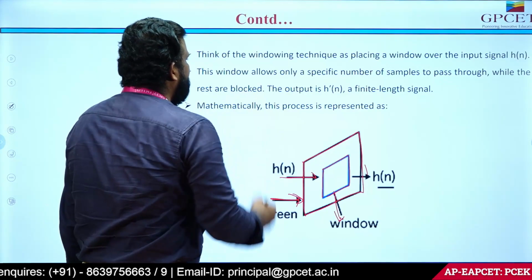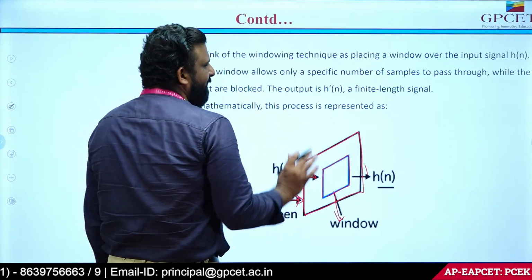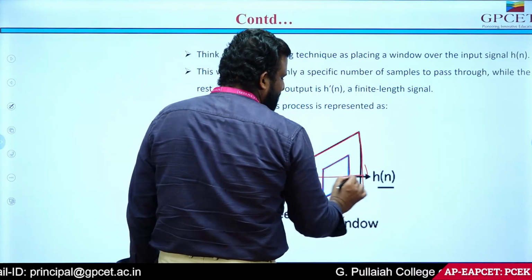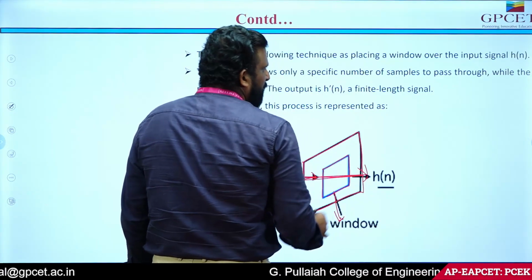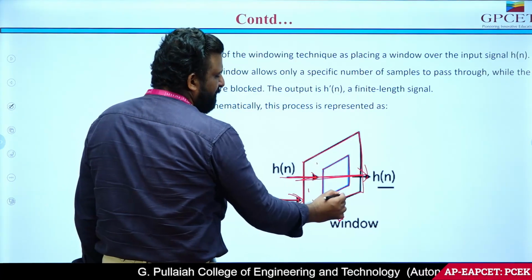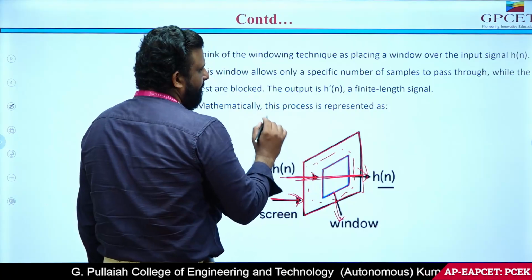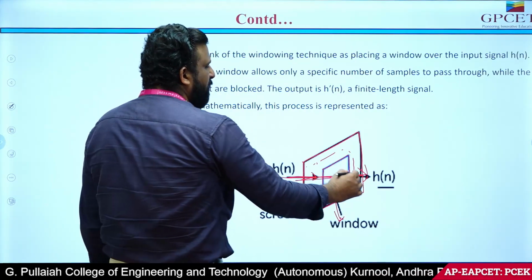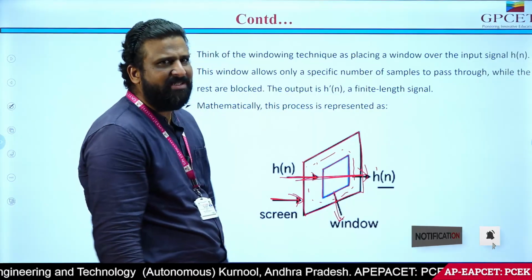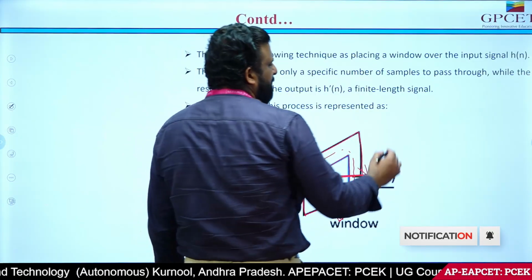See here, this window allows only a specific number of samples to pass through, while it restricts the rest of the samples. So the other samples will be restricted outside. The output which is formed through the window is nothing but h dash of n, which is a finite length signal. Just we will take one small example.